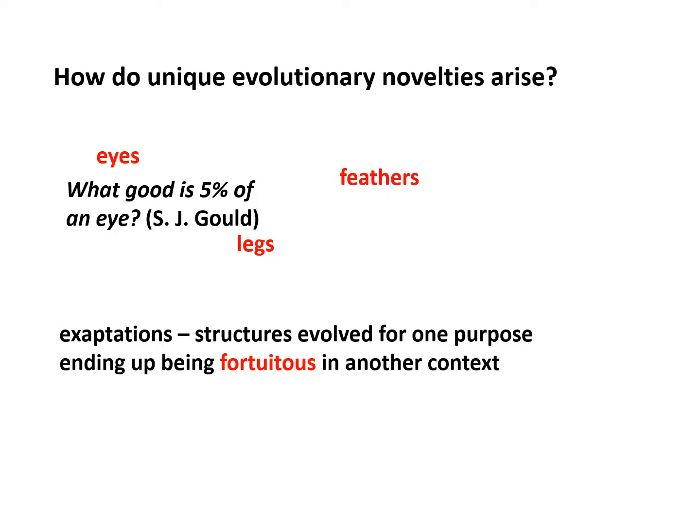All of these types of evolutionary novelties are known as exaptations. That is, a structure evolved for one purpose ends up being repurposed for another. We will talk more about the evolution of legs and feathers in this context later, but let's examine a possible evolutionary pathway for the eye right now.